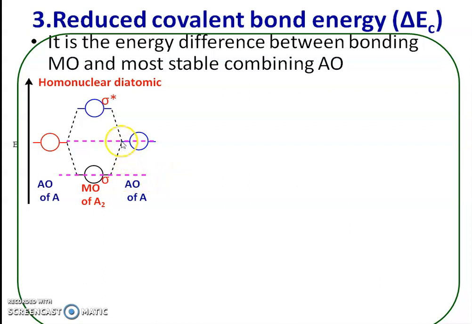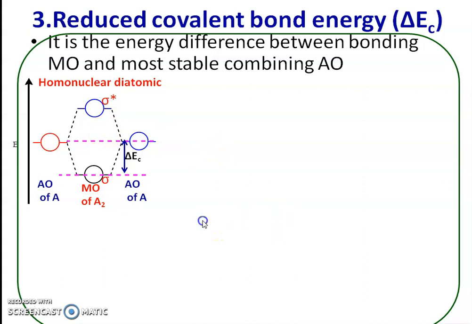And the energy difference between the less stable combining atomic orbital and the bonding molecular orbital, this energy difference is nothing but the covalent bond energy, and it is denoted by delta EC, and this is for a homonuclear diatomic molecule.